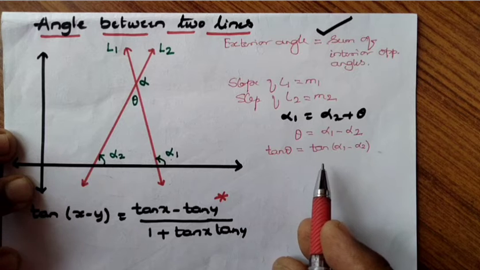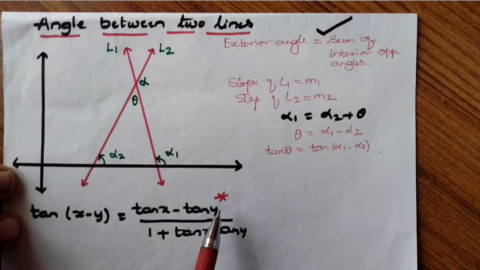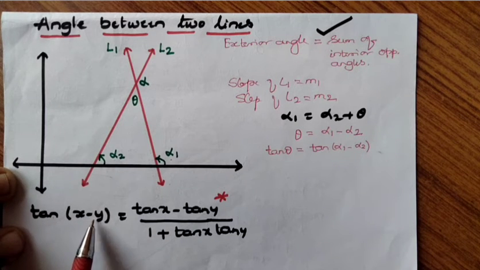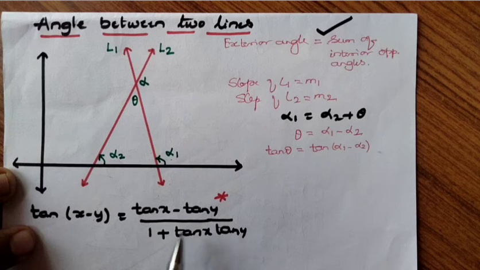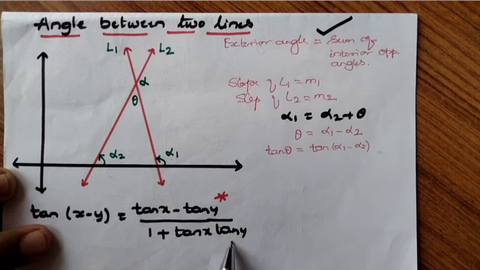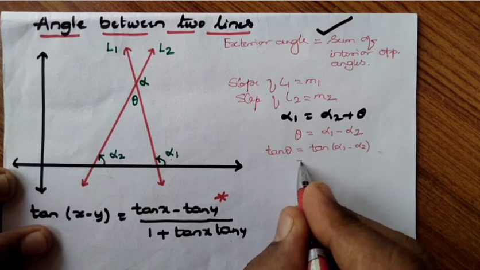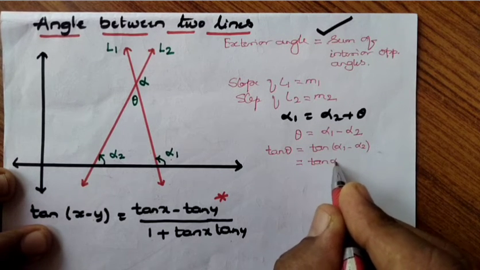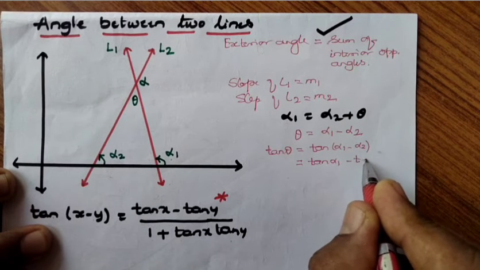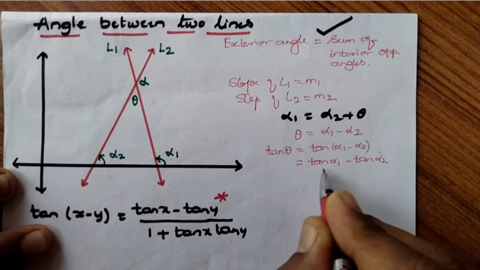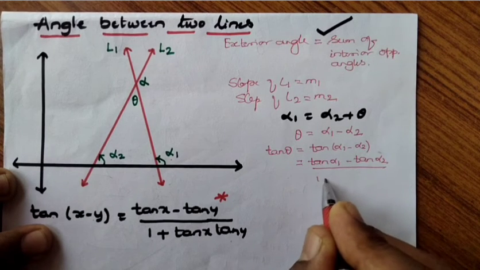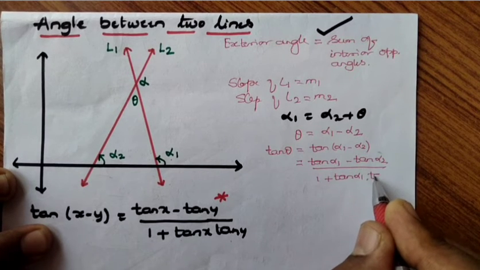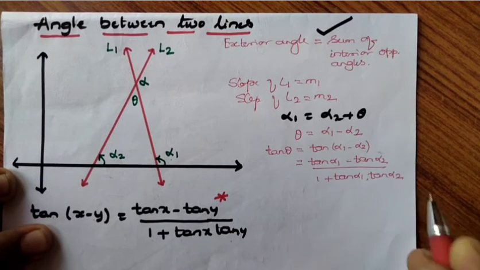So here I am giving you the formula that comes in the introduction to trigonometric functions. Okay, tan of x minus y is equal to tan x minus tan y divided by 1 plus tan x into tan y. So here tan of alpha 1 minus alpha 2 equals tan alpha 1 minus tan alpha 2 whole divided by 1 plus tan alpha 1 into tan alpha 2.